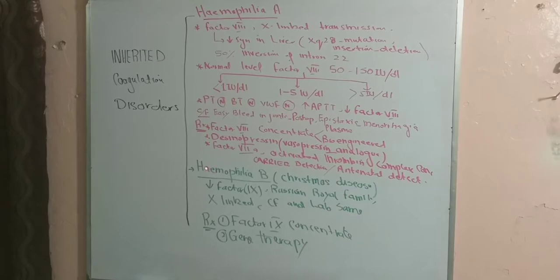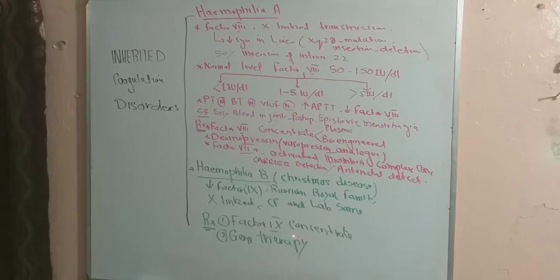It's also known as the disease of the Russian royal family. In this disease, there is a decreased factor 9. Factor 9 is deficient. It behaves more like hemophilia A, where it is an X-linked disease, and the clinical features and the lab investigations are the same, but the treatment differs in that respect.